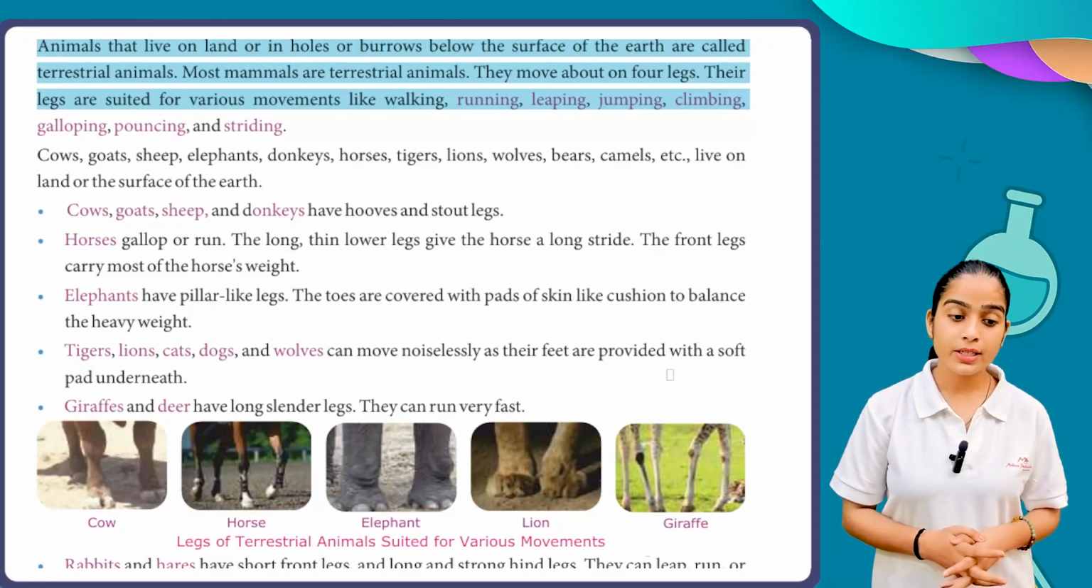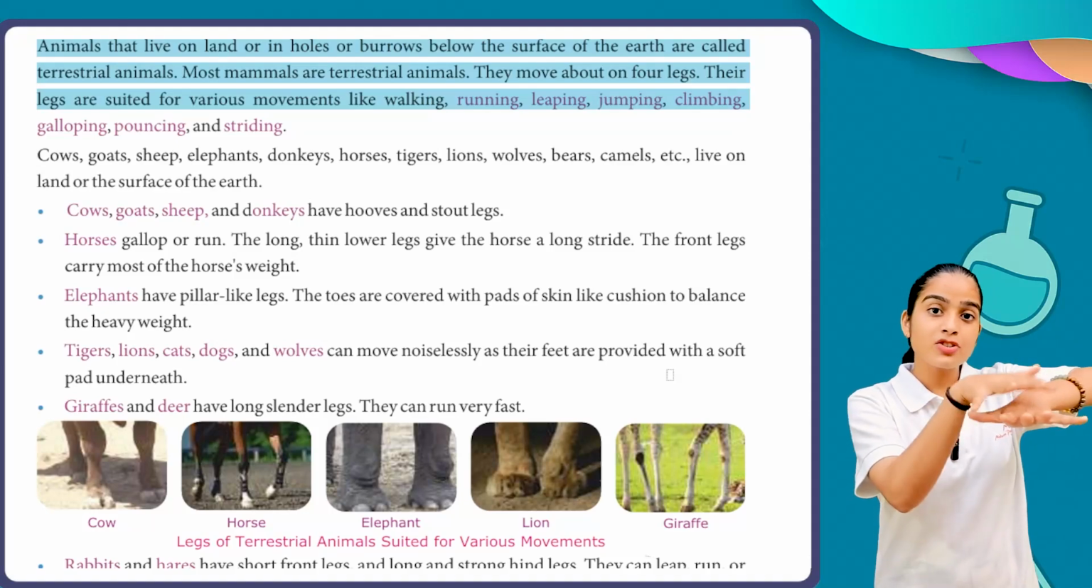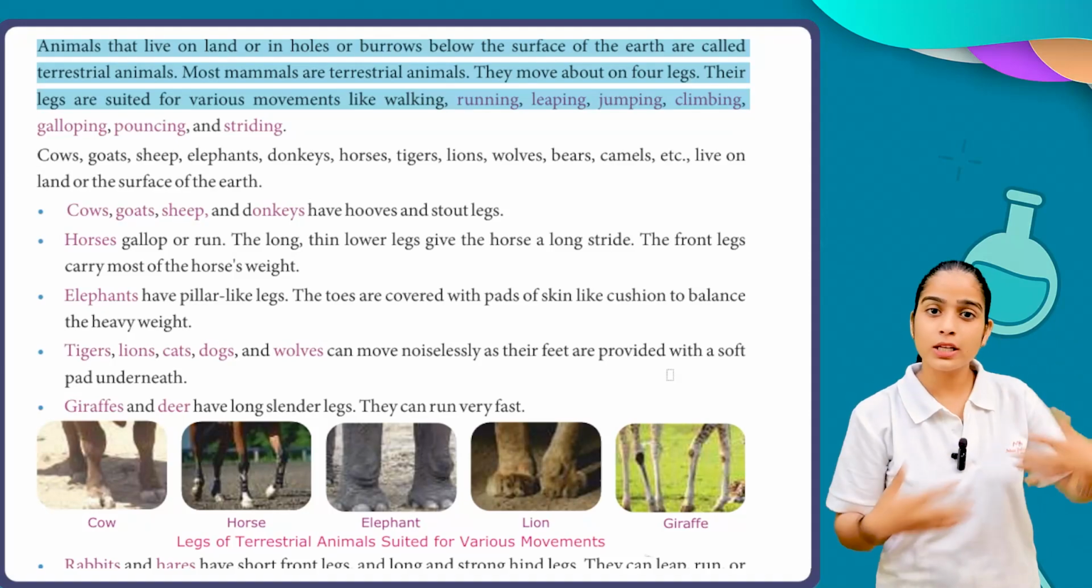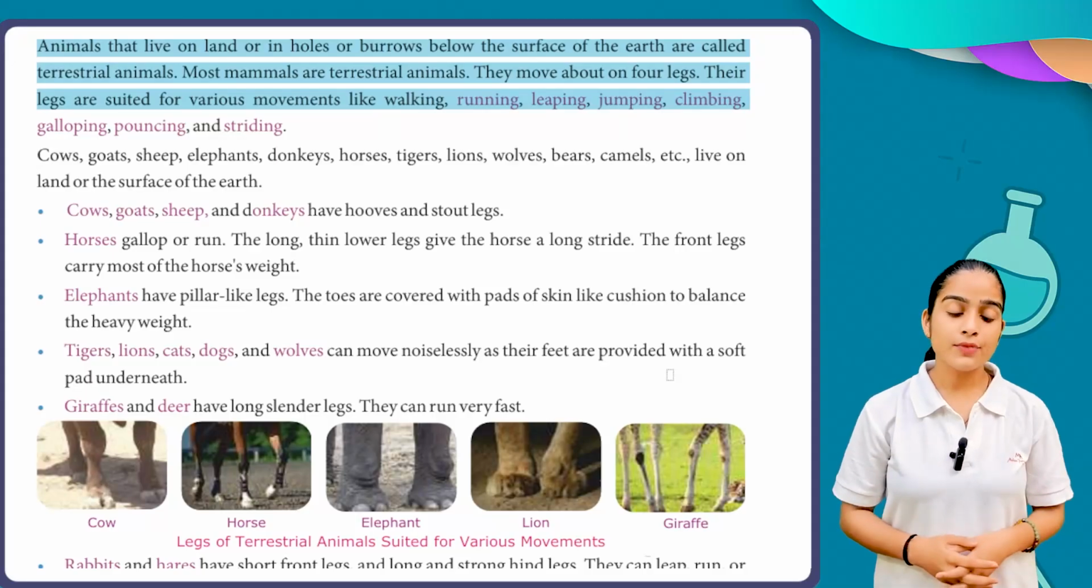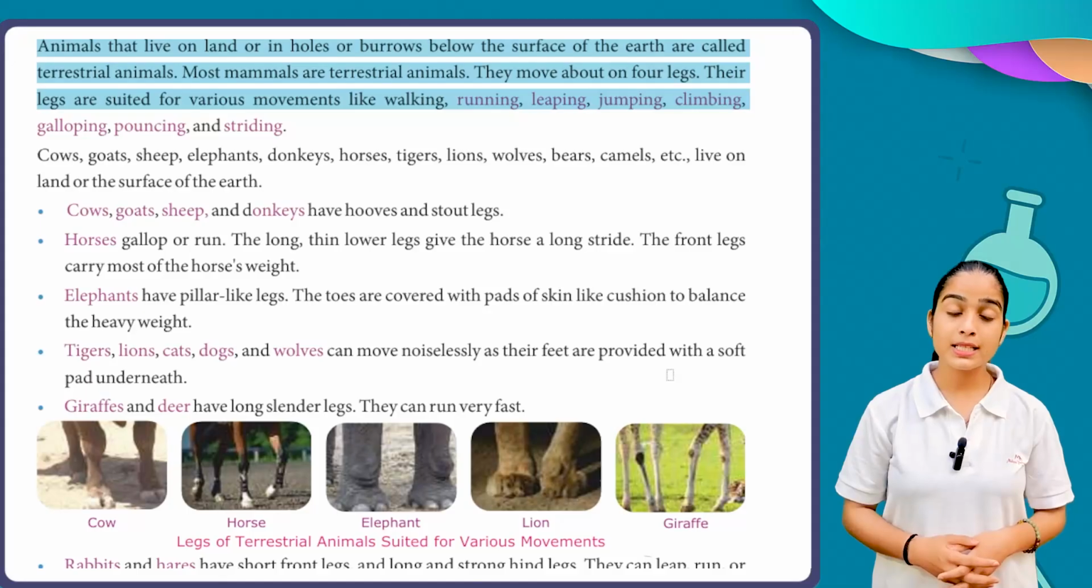Next we have elephants. Elephants have pillar-like legs because with a broad area they can manage their weight; if they had a short area, they could not manage their weight, right? So elephants have pillar-like legs, and their toes are covered with pads of skin like a cushion to balance the heavy weight.